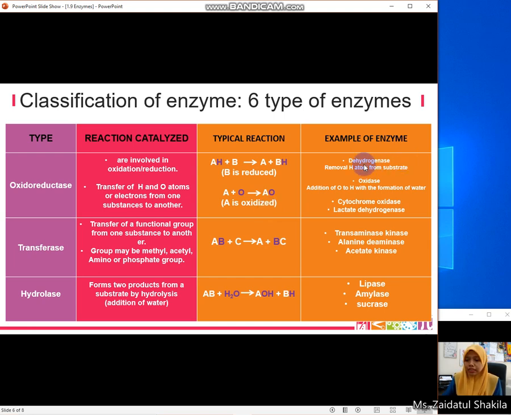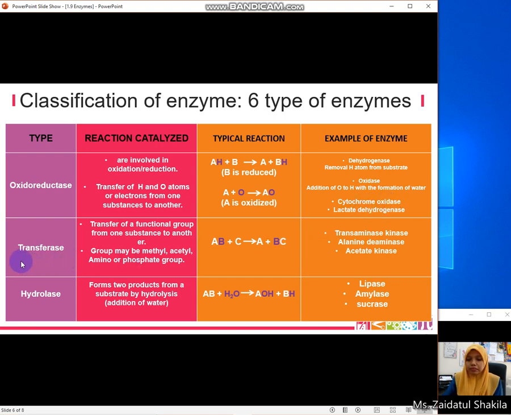As an example of oxidoreductase, I give you dehydrogenase, which means removal of hydrogen atoms from the substrate. How do I know that hydrogen atoms are being removed by this class of enzyme? Look at the name, which has DE. DE refers to the removal. What atom is being removed? They are the word hydrogen. So hydrogen atoms are being removed. Okay, another example is cytochrome oxidase or lactate dehydrogenase.